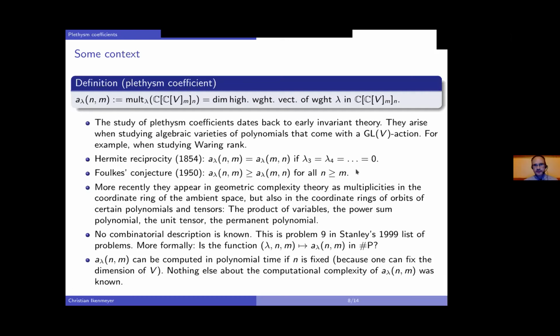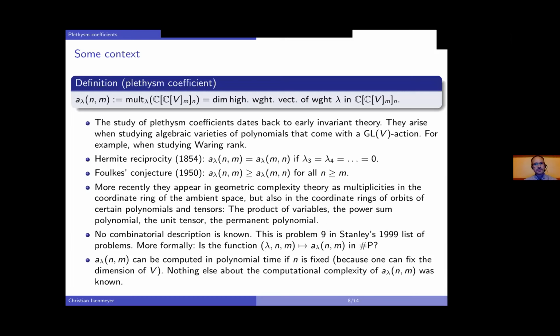Right, so I got interested in these coefficients because they appear in geometric complexity theory, in several occasions. You find them all over the place, and they're intriguing. There's no combinatorial description known. This is problem 9 in Stanley's list of problems, and you could formally phrase that as the function mapping lambda, n and m to the Plethysm coefficient being in #P.